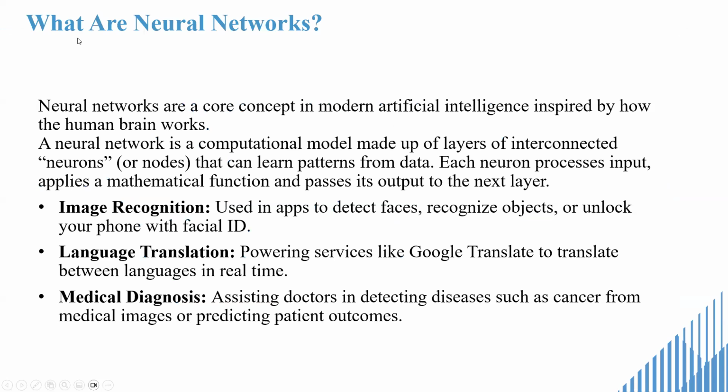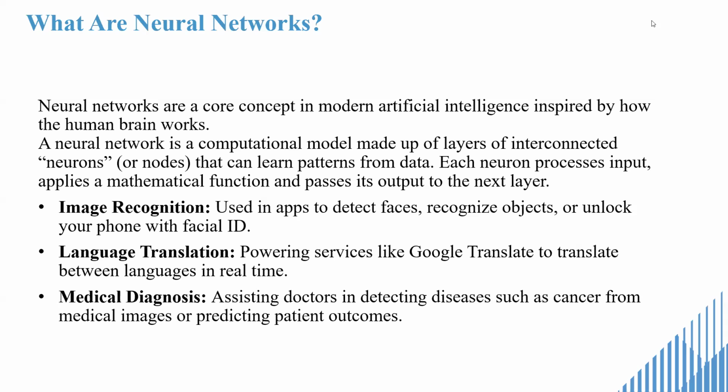Okay, now let's go into this course. What are neural networks? Neural networks are a core concept in modern artificial intelligence inspired by how the human brain works. A neural network is a computational model made up of layers of interconnected neurons or nodes that can learn patterns from data. So it's just like a human brain. When you see something, you start to learn from it. And also it was inspired by the human brain.